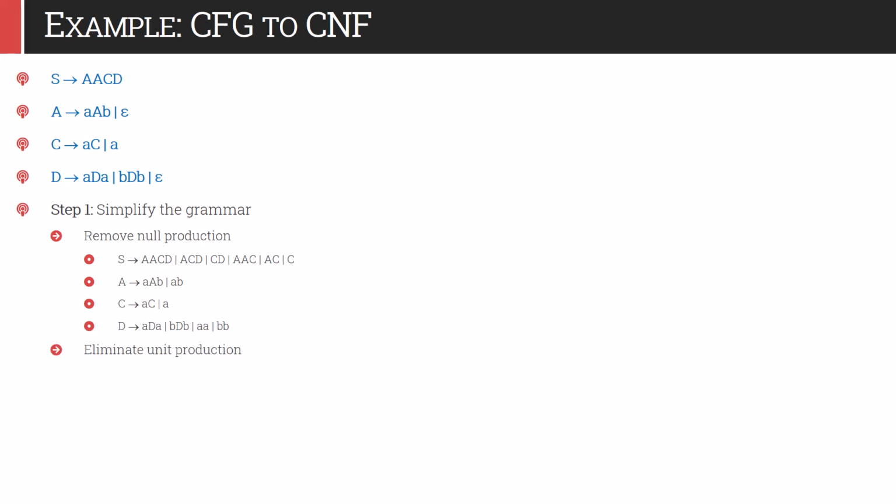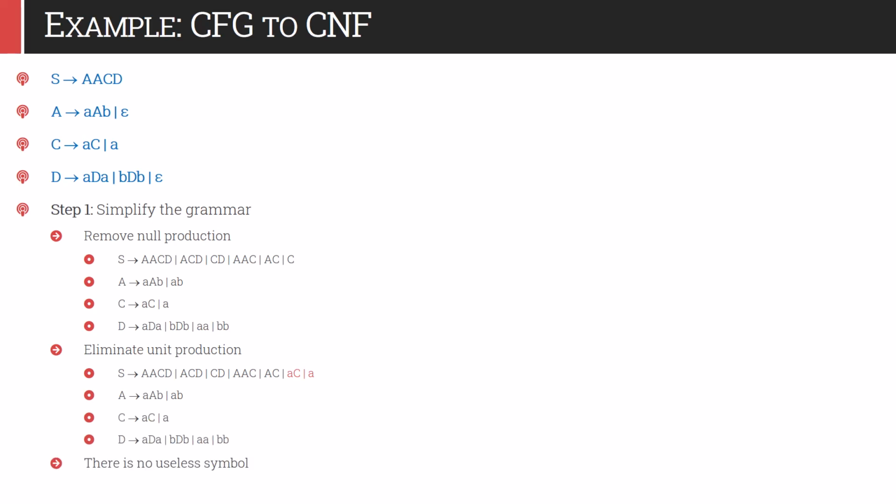As a second step, we have to remove unit production. So do we have any unit production in the production of S? Yes, we have. S gives C. So that C we have to replace with the productions of capital C. So capital C derives AC and a. So the production S derives C will be replaced by AC and a, as shown in red color. In the remaining productions, there is no unit production, so we will keep all of them as they are.